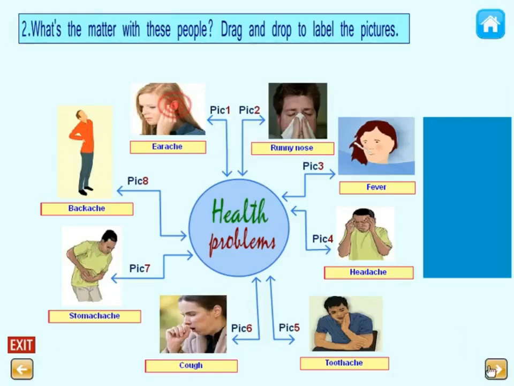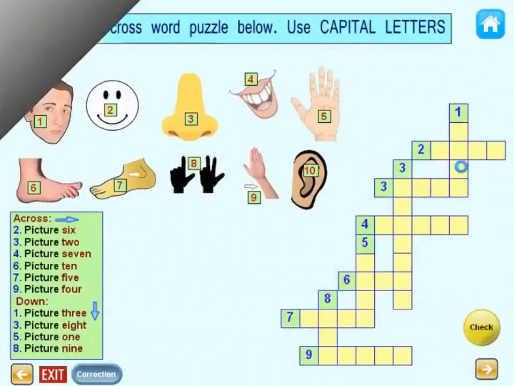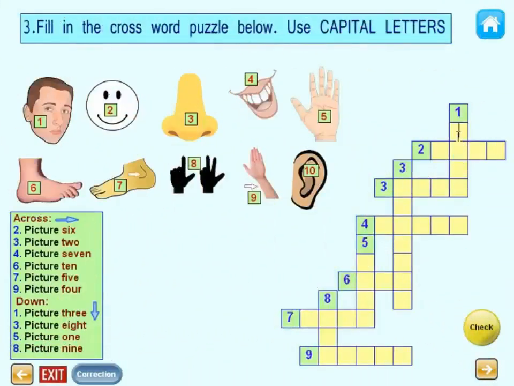So, as you see here, you are supposed to complete the crossword puzzle about body parts. Look at the pictures and write the words here. After finishing all the words, just click on the button check. Take 3 minutes to do the task.